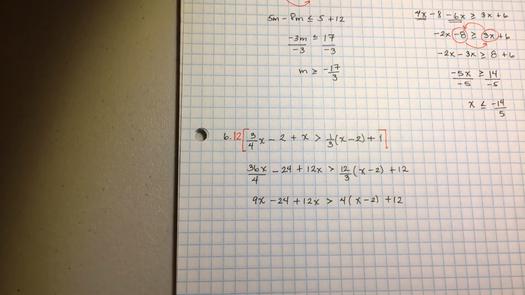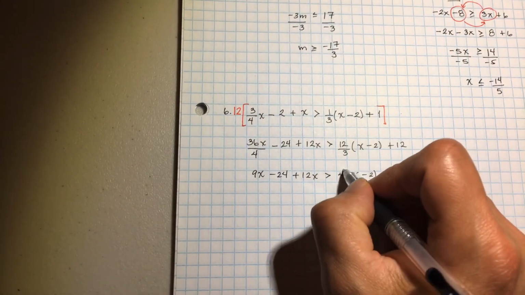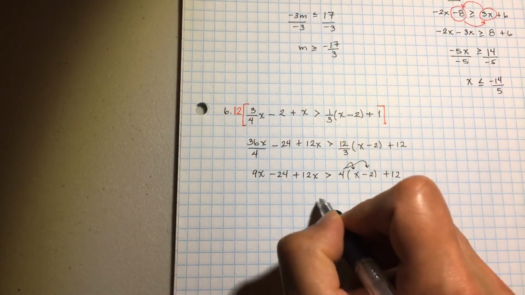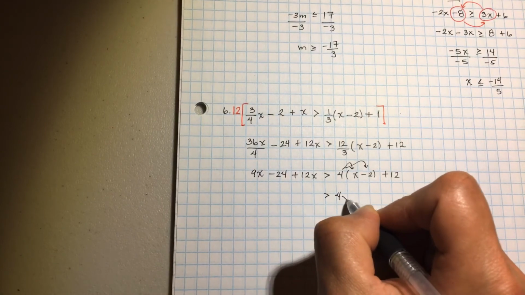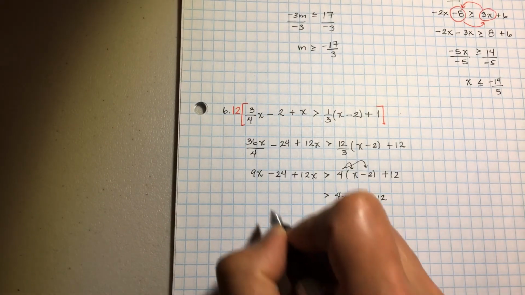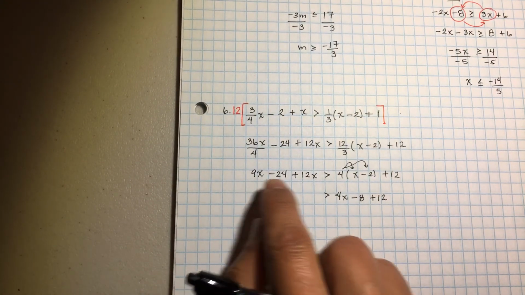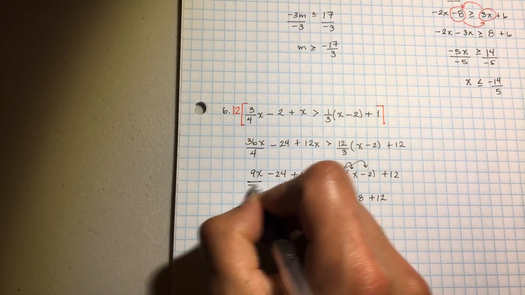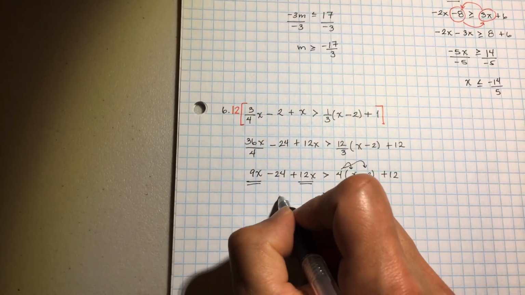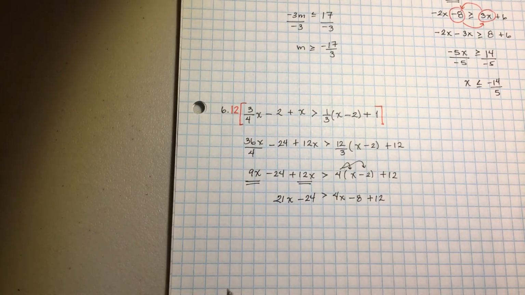So now this is a lot easier to work with. Ahora esto es más fácil de resolver. Vamos a distribuir acá porque tengo paréntesis. Okay. So now we have 4x minus 8 plus 12. What about this on this side? Can we combine anything? Yes, we can. 9x plus 12x, 9x más 12x, 21x menos 24. Ahora, ¿qué hago?